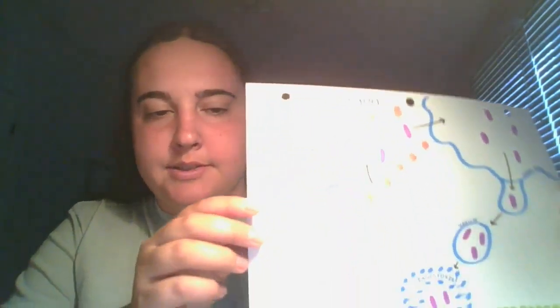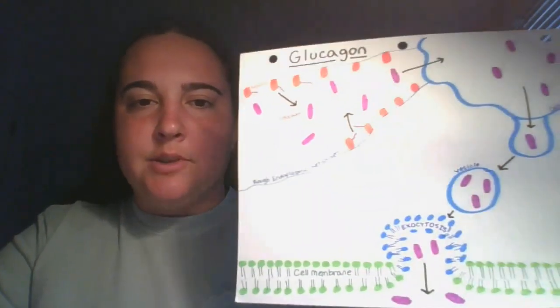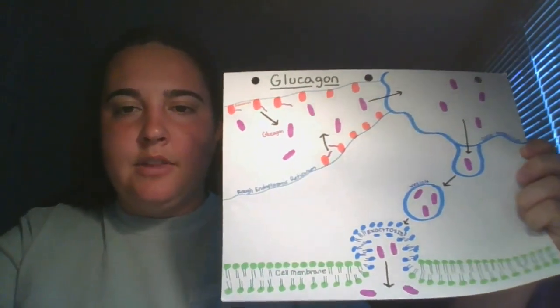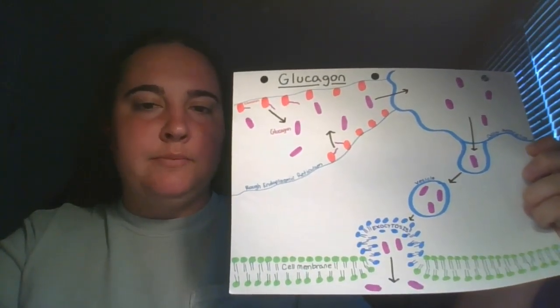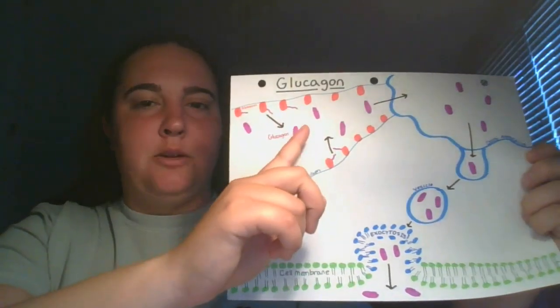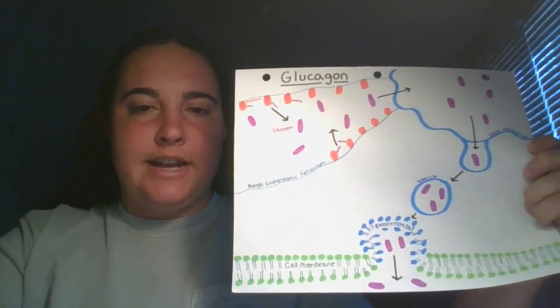The protein hormone glucagon follows the classic secretory pathway of the endomembrane system. Its production begins on a ribosome attached to the rough ER. As the ribosome translates the glucagon precursor protein, it enters the lumen of the rough endoplasmic reticulum, where it begins folding and undergoes initial modifications.